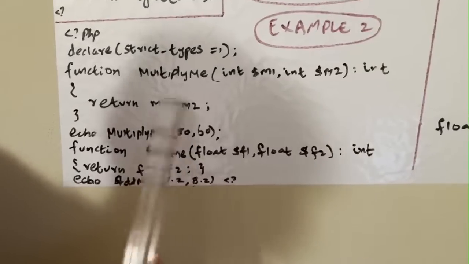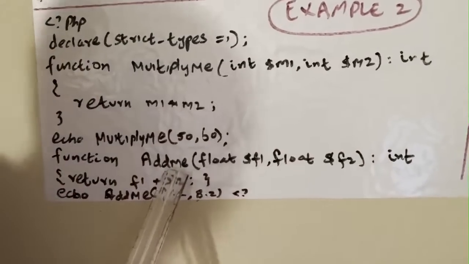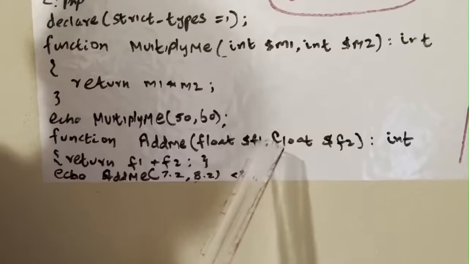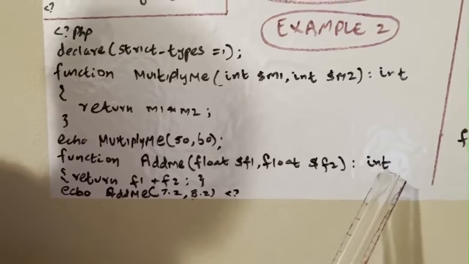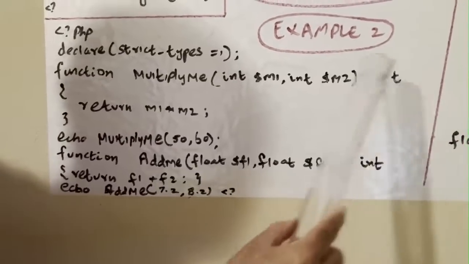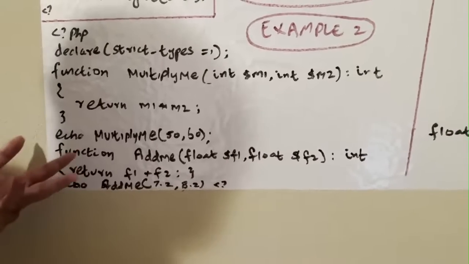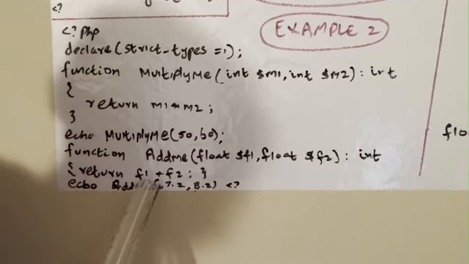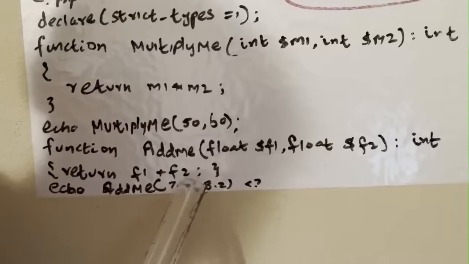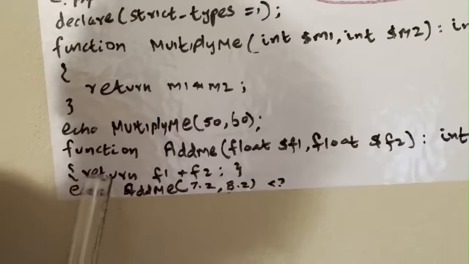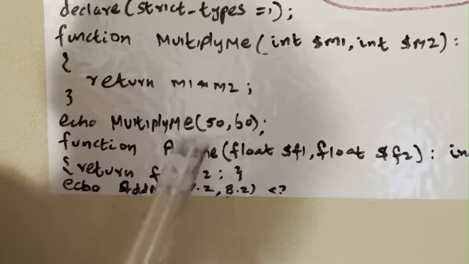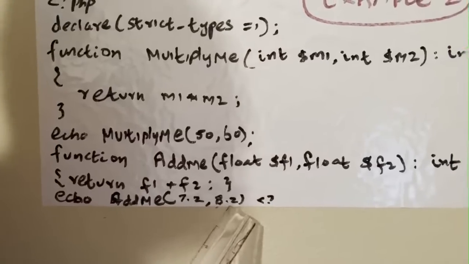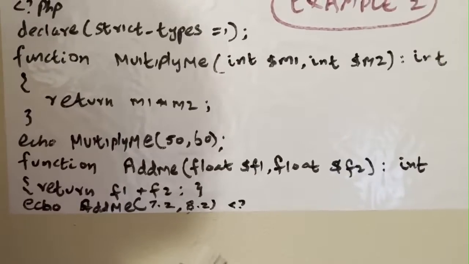Let's see what happens. This one, function add_me, adding two numbers. float $f1, float $f2. Floating point numbers, f1, f2. I am saying the output is integer, which is different from previous. Both are integer, everything is fine. Float, integer. Let's see what happens. In the return statement, I am putting f1 plus f2, colon int, and return f1 plus f2, right? And then echo add_me, I'm calling the function with floating point values. See here dot, decimal values. Floating point is decimal values.